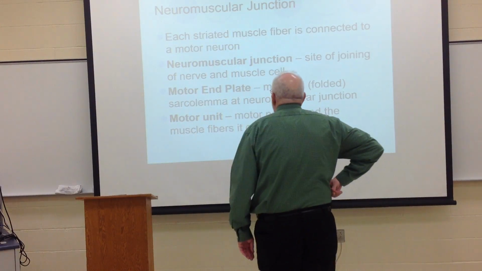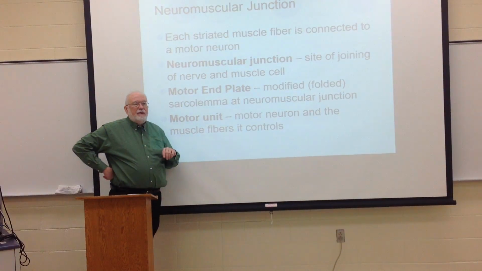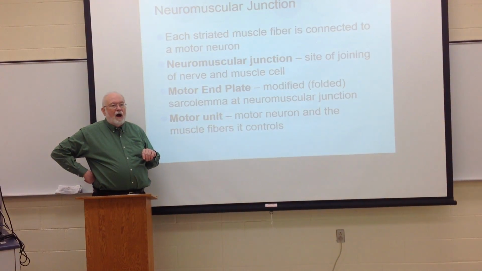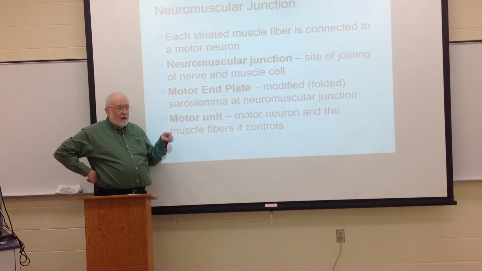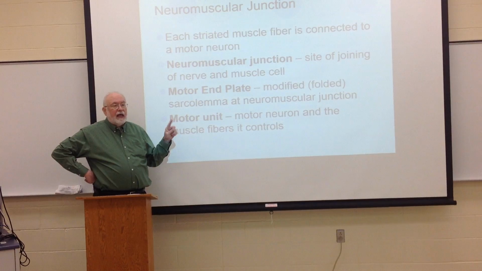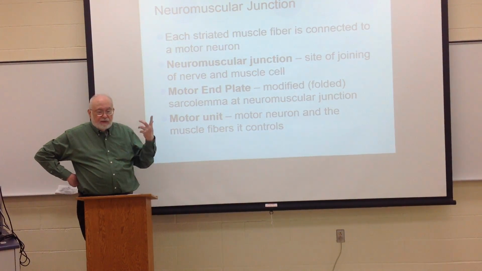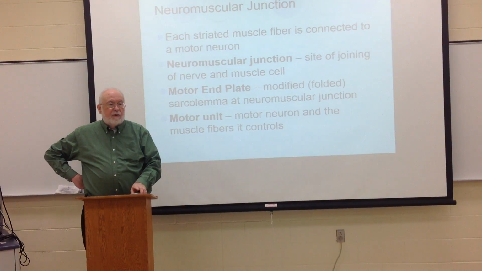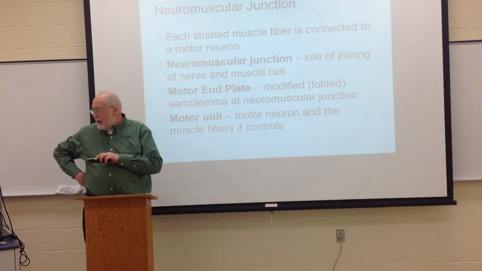Now, a motor unit, well, that's the combination of the motor neuron that controls the muscle and the muscle cell itself. All right? So, the nerve that controls the muscle and the muscle together, that's a motor unit. Well, they operate as a unit. Impulse comes down the nerve. What's it going to do? It's going to cause the muscle to contract.